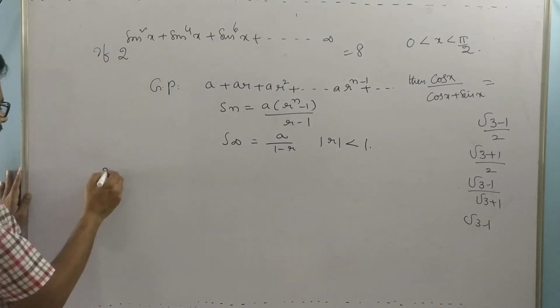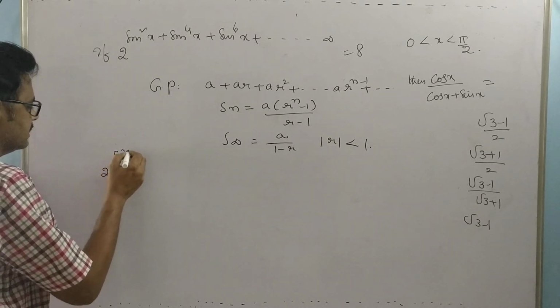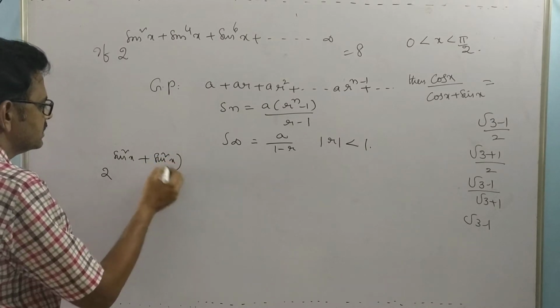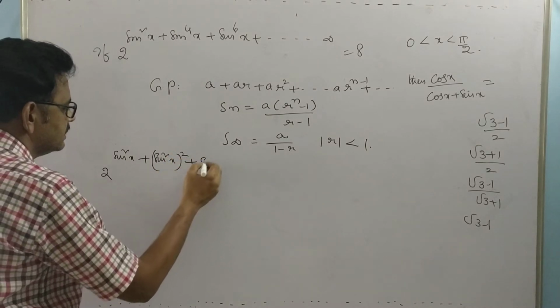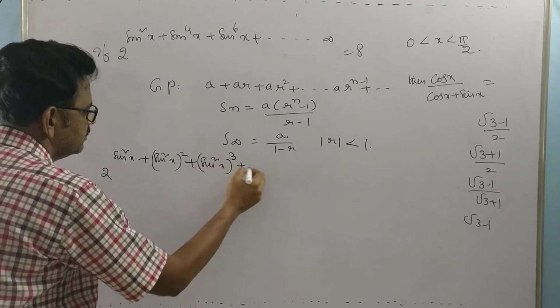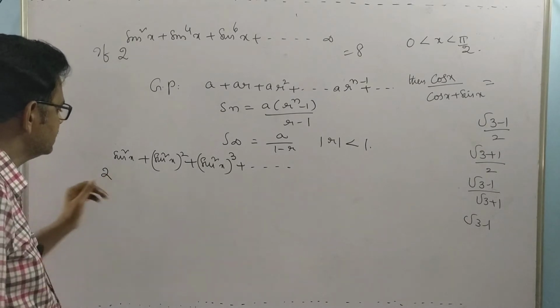Now the series is 2 power, so this is sin square x plus sin square x whole square plus sin square x whole cube plus and so on. So this is just like what? What is the common ratio?